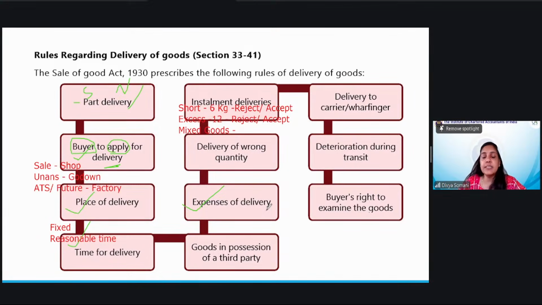But if otherwise is agreed, it might happen that you have gone to a shop and purchased a refrigerator, and the seller may say that I am ready to send it to your place by tempo, but you will have to pay the tempo charges. In that case, obviously the buyer will have to bear that.